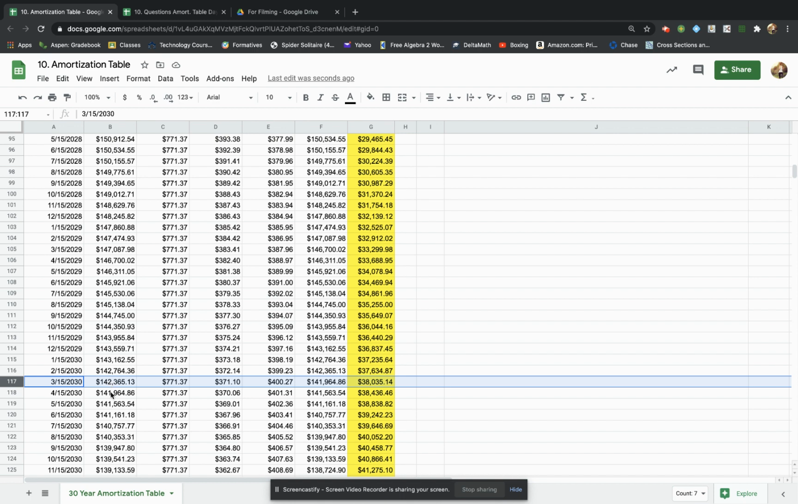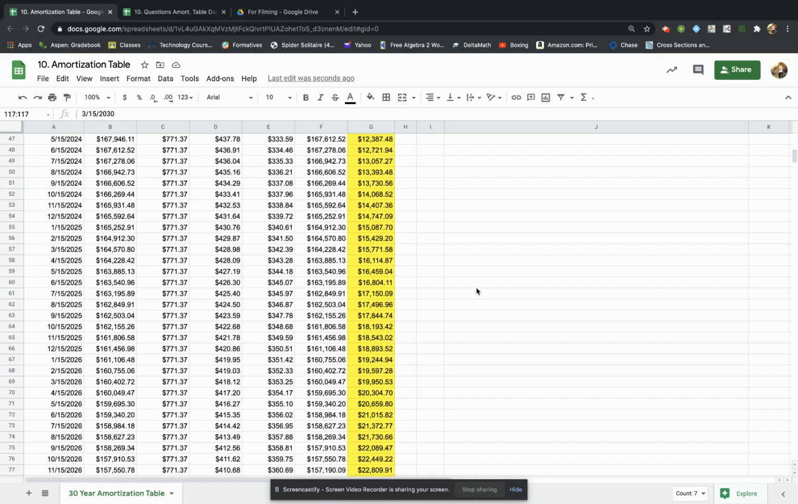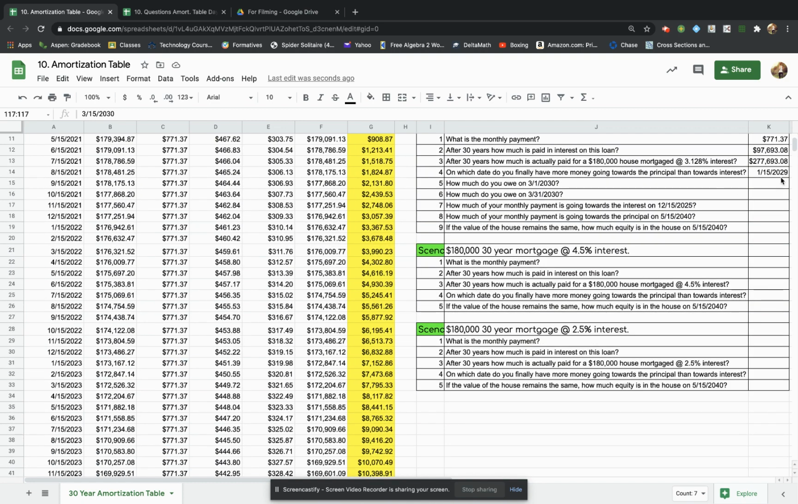So my answer is going to be $142,365.13. That's what I owe on March 1st. So let's go up and put that number in here. 142,365.13. That's what I owe on March 1st.